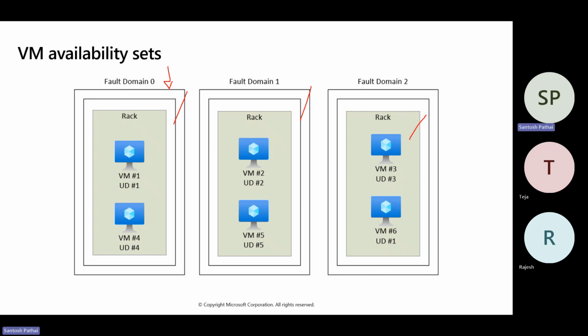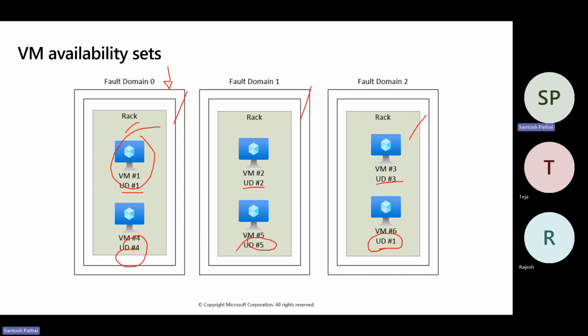In the same manner, under a fault domain, we can have update domains. You can see this is my update domain 1, this is my update domain 2, this is my update domain 3, and this virtual machine 6, which is part of fault domain 2, is in update domain 1. This is also part of update domain 1. This is part of my update domain 4, update domain 5, right?